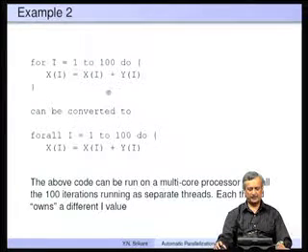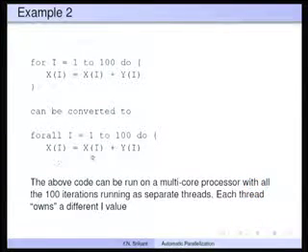In the same example, the program can also be run on a multi-core processor. So, what we write is: for all i equal to 1 to 100 do x[i] = x[i] + y[i]. What happens is there will be 100 iterations running as separate threads, assuming that there are 100 cores possible.